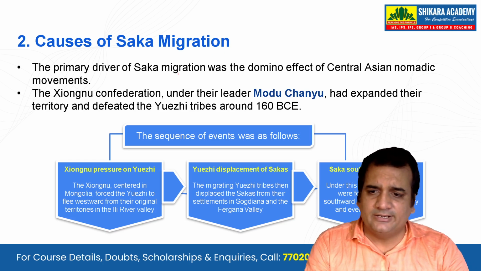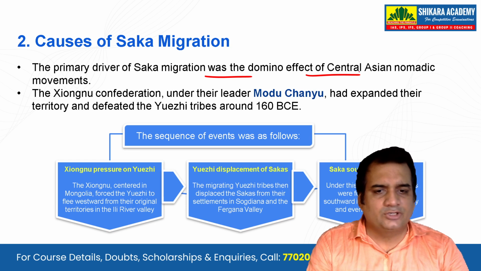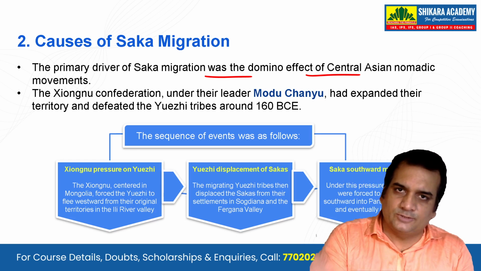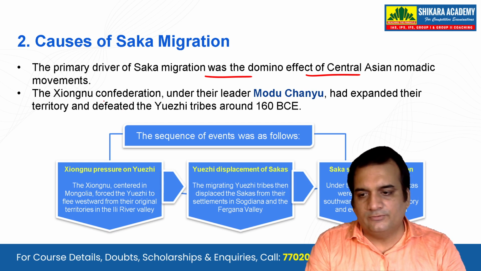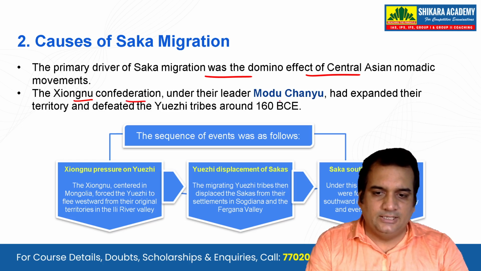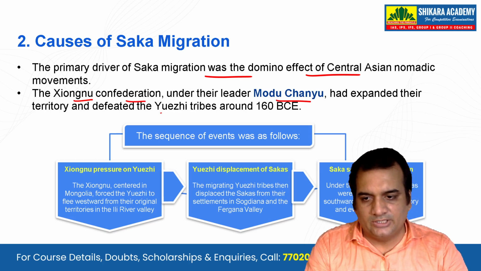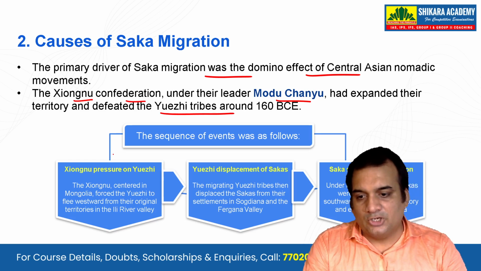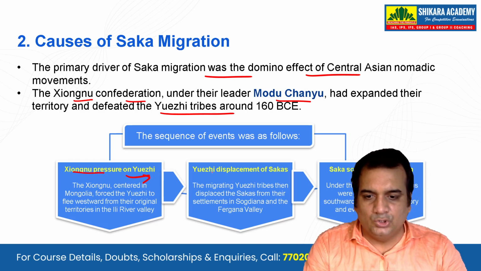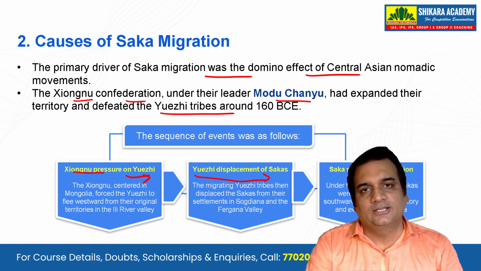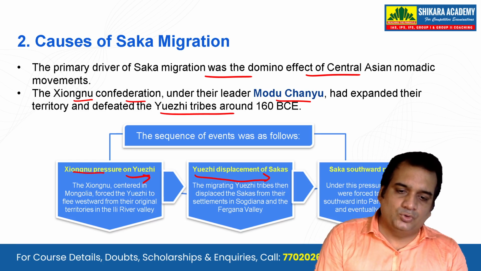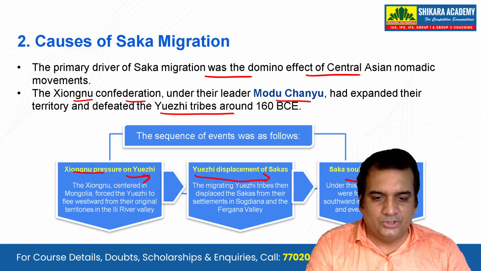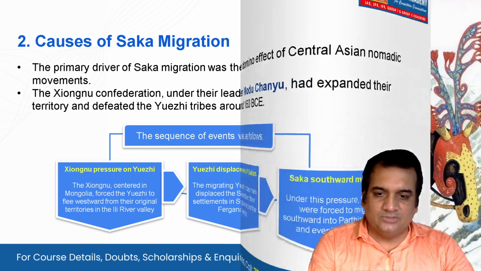The primary driver of Saka migration was the domino effect of Central Asian nomadic movement. Why domino effect? Because one tribe is pushing the other, which is pushing a third one, and so on and so forth. We saw the Xiongnu Confederation under the leader Modu Chanyu had expanded their territory, and they defeated the Yuezhi tribe. Now, the Xiongnu pressure on the Yuezhi displaced the Sakas from there. Because of both of them, the Sakas had to move southward, and their southward movement was towards India. That is something you should keep in mind.